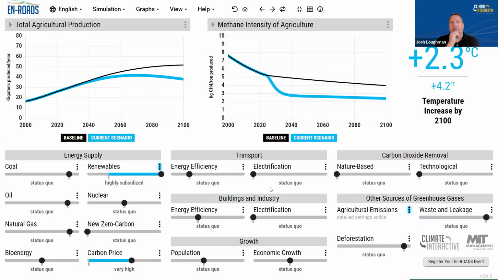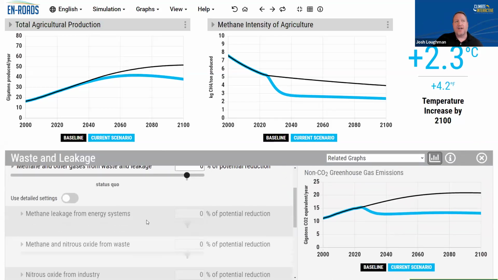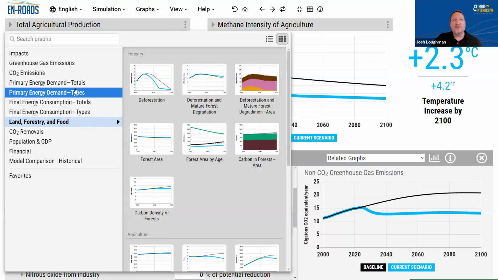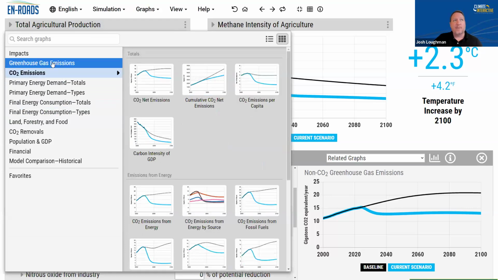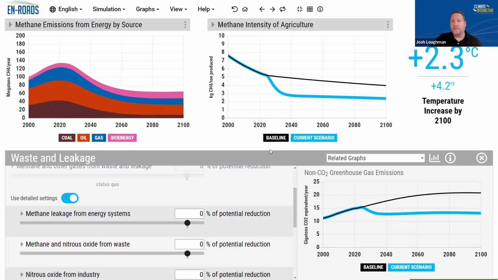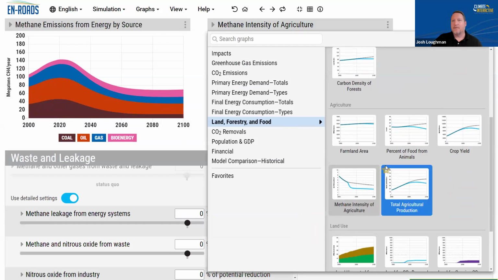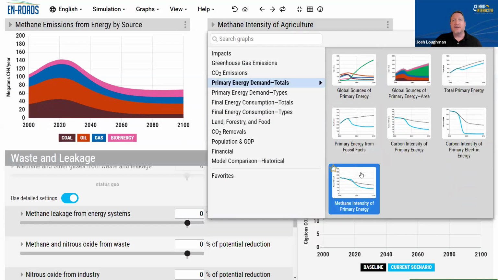Are there any other ideas for, oh, I guess we talked about waste and leakage as well. So, looking under here, we could say, what are the best practices around methane leakage from energy systems? What gains would it give us to improve the leaks of all the natural gas systems? And let's see, this one's going to be primary.